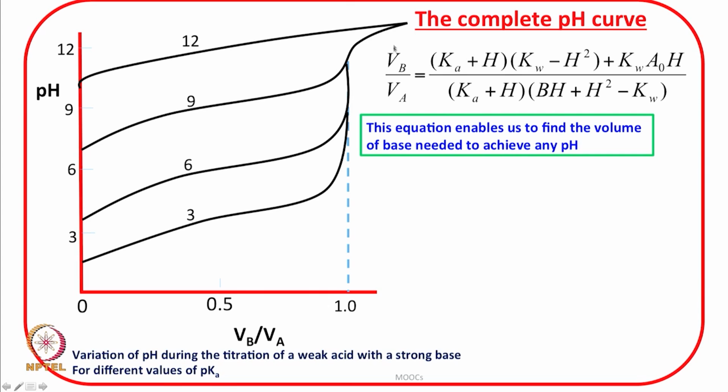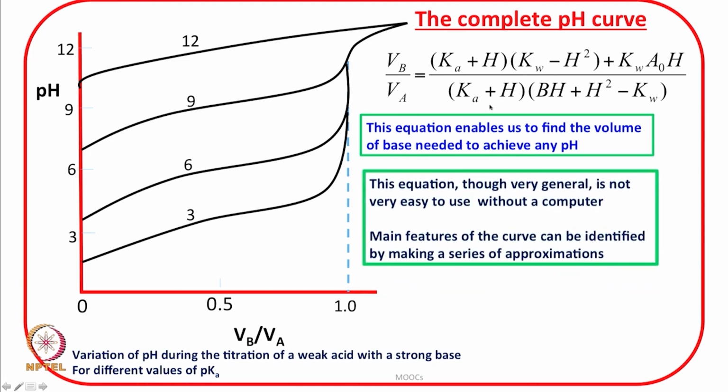This equation enables us to find the volume of base needed to achieve any pH. Since it is against Vb by Va, you are varying B, and how much base is needed to achieve any pH can be obtained by this equation. As I mentioned earlier, this equation is very general, and it is not very easy to use without a computer, because h into h square becomes the third power of h. Main features of the curve we can identify by making a series of approximations.